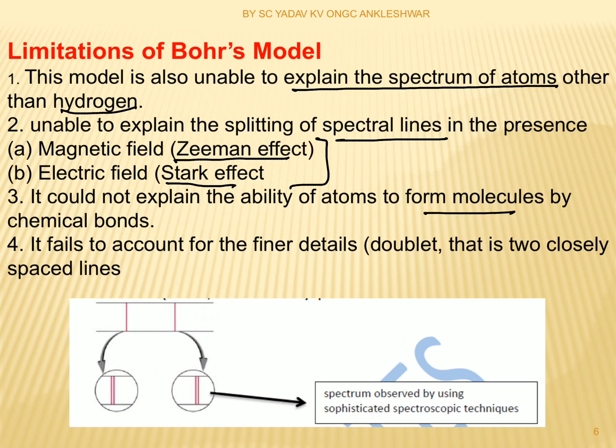It could not explain the ability of atoms to form molecules by chemical bonds. So these are the limitations. These points could not be explained on the basis of Bohr's model of atom. It fails to account for the finer details, doublet, triplet, that is closely spaced lines in the spectrum. Just see here in this picture, this is a single spectral line observed, but when it was observed by highly advanced spectroscopic techniques, you can see finer lines are also observed, a doublet is observed in that particular spectral line. So these points could not be explained on the basis of Bohr's model of an atom.